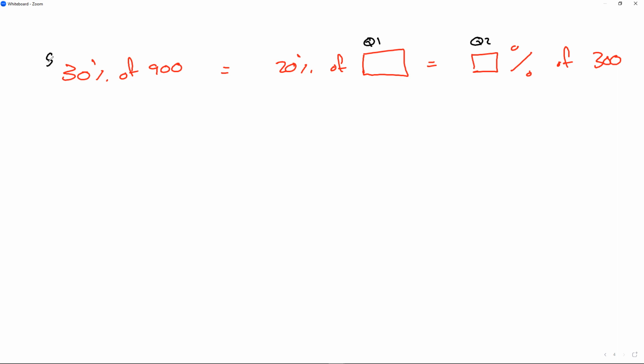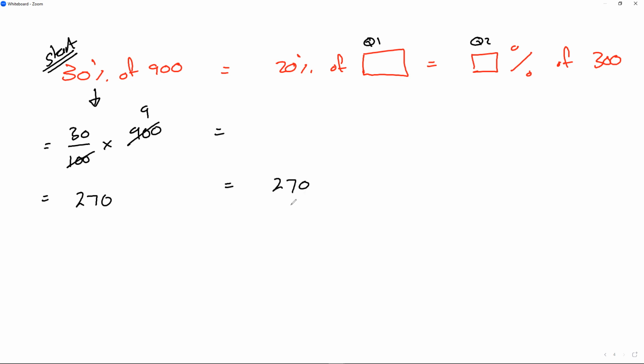Let's start by calculating 30% of 900. So that's 30 over 100 multiplied by 900. 100 goes into 900 9 times, and 9 times 30 is 270. That's going to be the solution I have here. What I need to do now is put that solution over here, which is 270, and at the same time, work my way backwards.